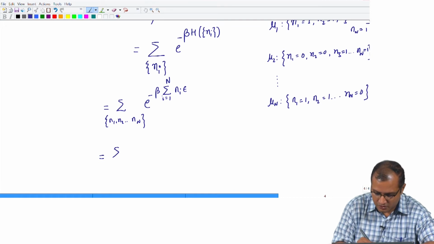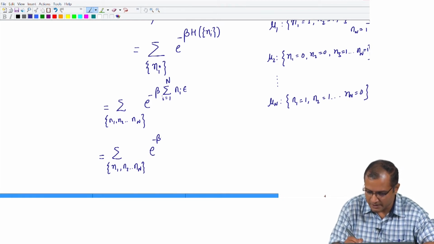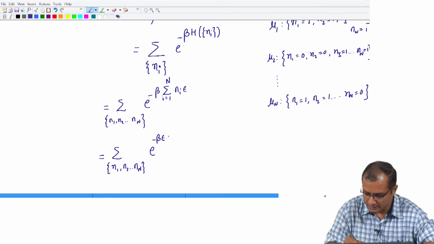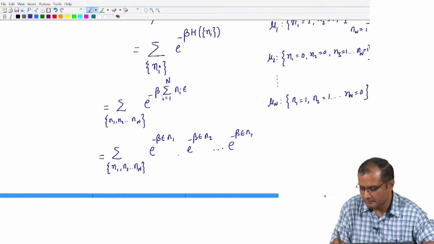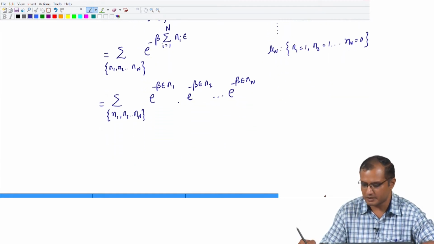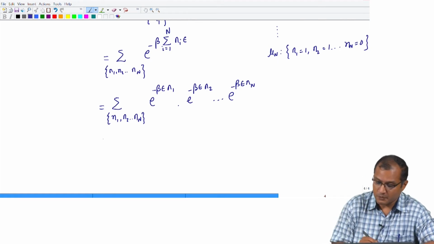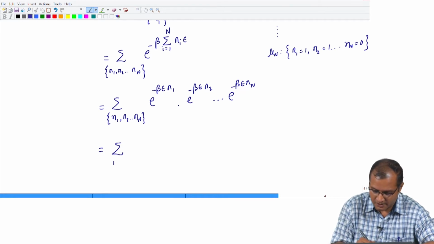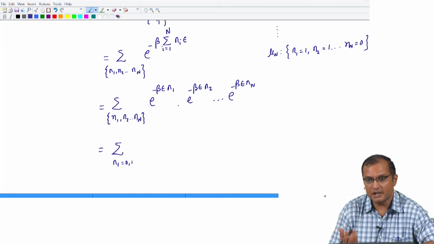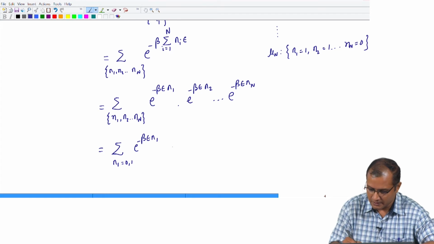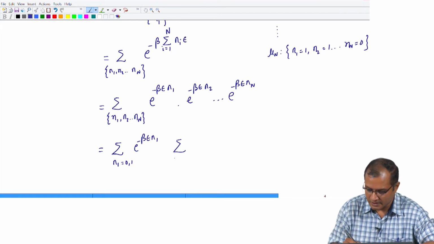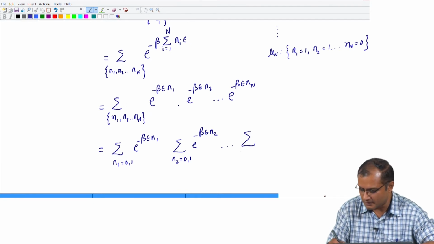So, I can write this as summation over all possible values. This will be nothing but e raised to minus beta epsilon n1 into e raised to minus beta epsilon n2, and so on, fine, because you have powers added up in the exponent. So, you have the ni added up in the exponent, it splits up into products. So, I can now write it as summation n1 going from 0 to 1, n1 can only take 0 or 1, e raised to minus beta epsilon n1 into, these are all independent variables, so these summations are independently applied, all the way to summation on nn which is 0, 1, e raised to minus beta epsilon nn.